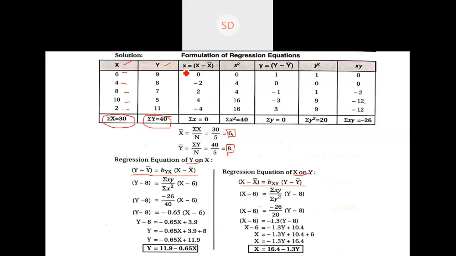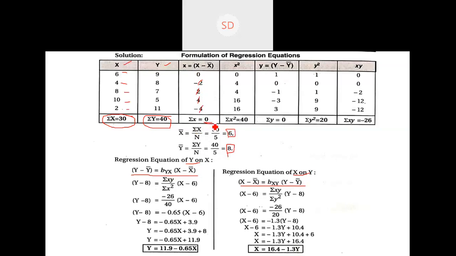So small x is equal to x minus x bar. x is here, x bar which we already found is 6. So 6 minus 6 is 0, 4 minus 6 is minus 2, 8 minus 6 is plus 2, 10 minus 6 is 4, and 2 minus 6 is minus 4. Now if you see here, you have 0, minus 2 and plus 2 will get cancelled, then plus 4 and minus 4 will get cancelled, which means you are ending up with summation x is equal to 0.